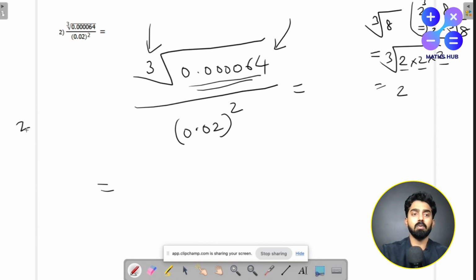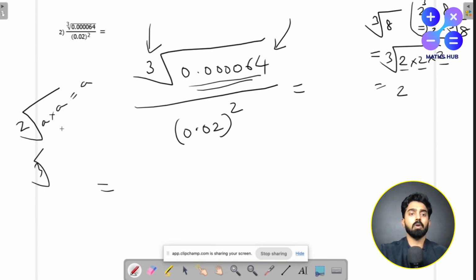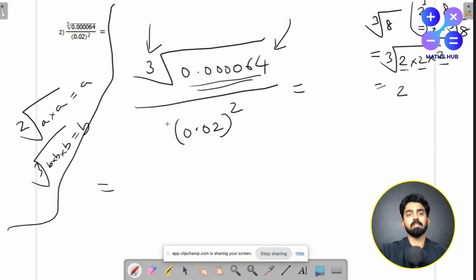So if it's a square root, which you don't really write a 2 in the case of the square root, you would have to convert this into 2 factors, a times a, so you can write it as a. So if it's a cube root, you have to convert it into 3 factors, b times b times b, and so you can say that's b. So that's how you'll solve these questions.